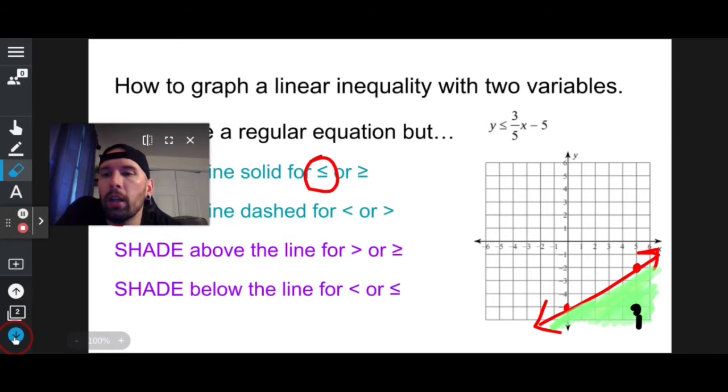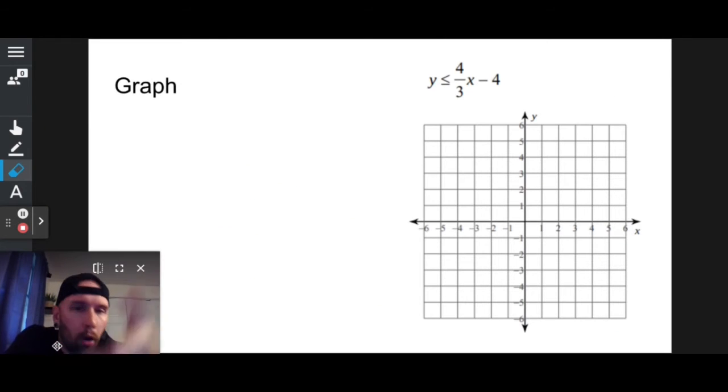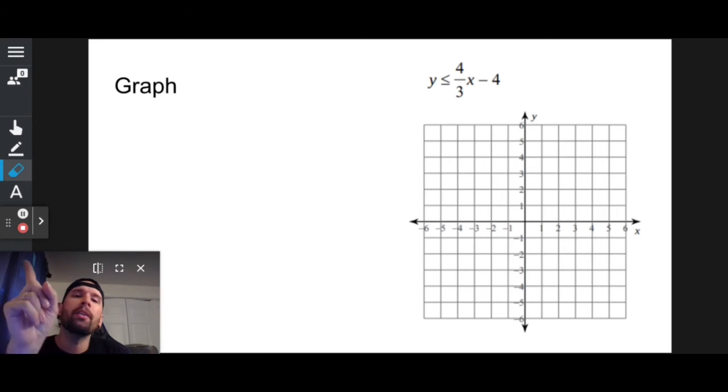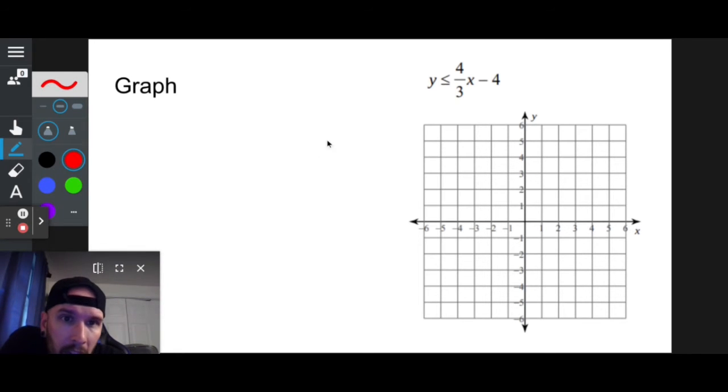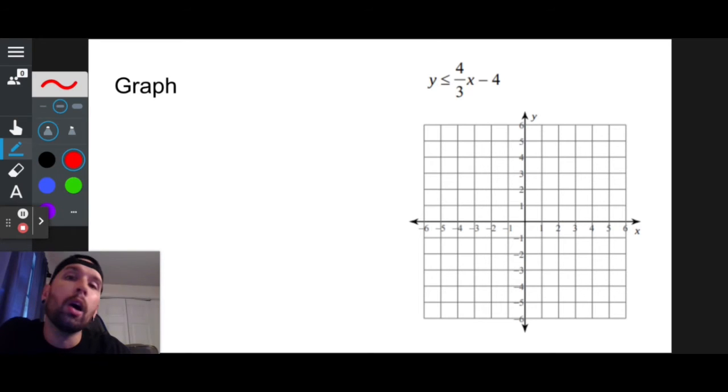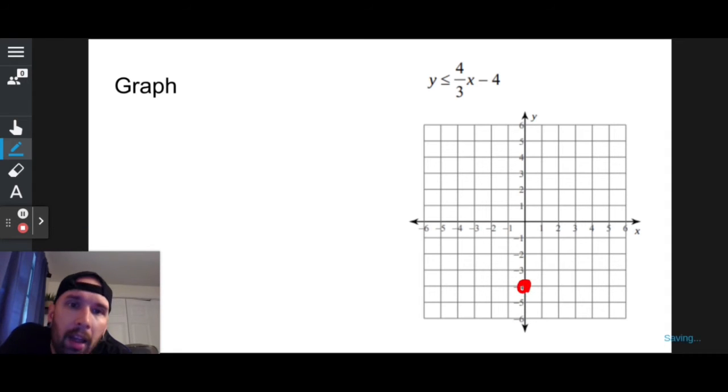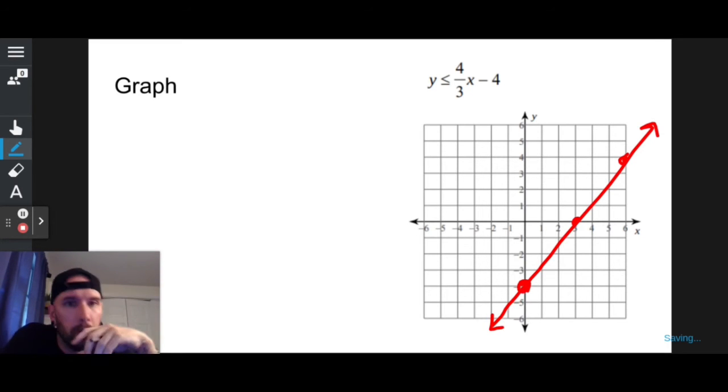All right, let me do another. I'm going to graph this normally, and I'm going to make sure my line is solid. Why? Because that's a less than or equal to, which means my line is solid. So there's my y-intercept at -4, put a dot. That is a positive slope, so up 4 over 3, up 1, 2, 3, 4 over 1, 2, 3, dot, up 1, 2, 3, 4 over 1, 2, 3, dot. And I'm going to make a solid line because I'm including the line because it's or equal to.